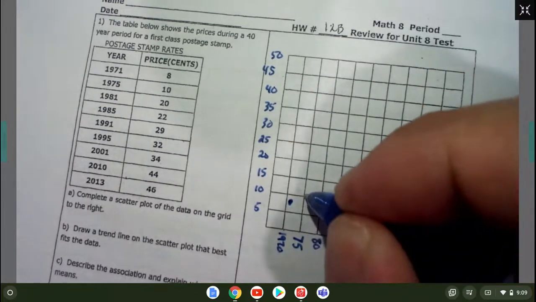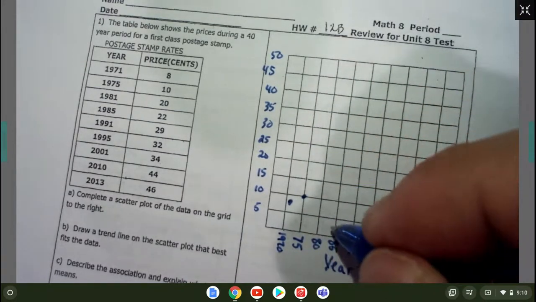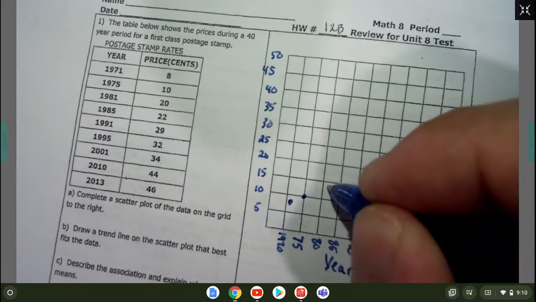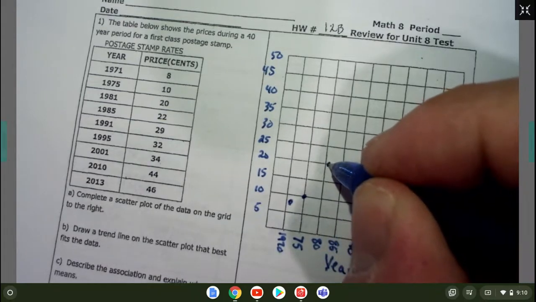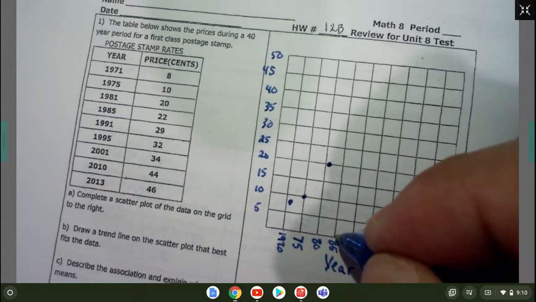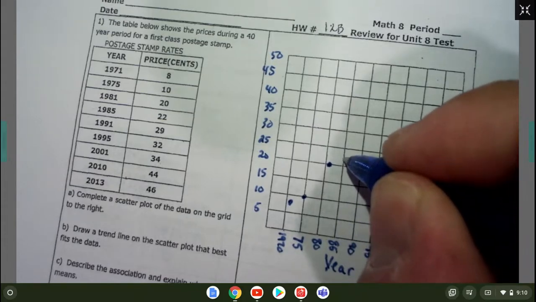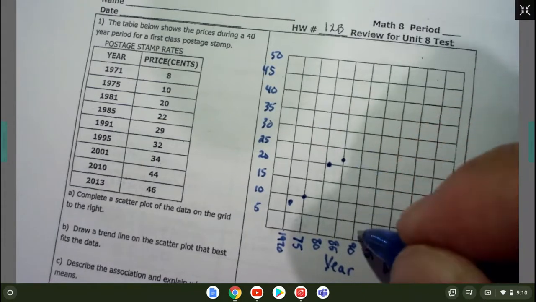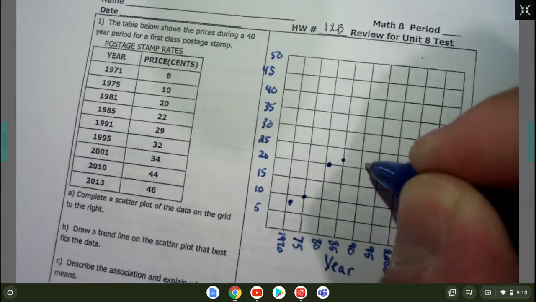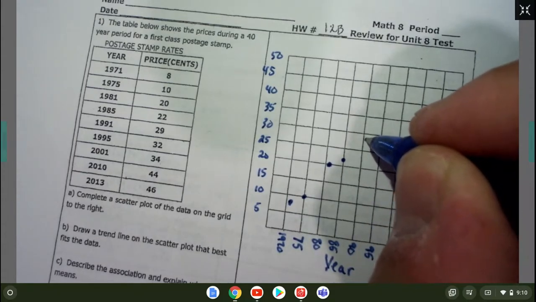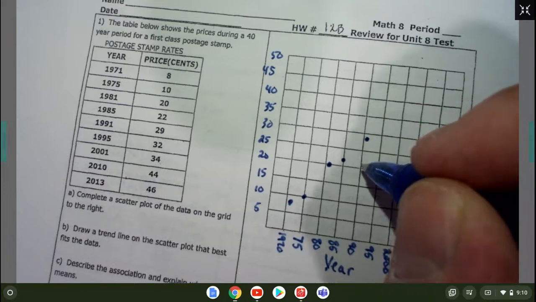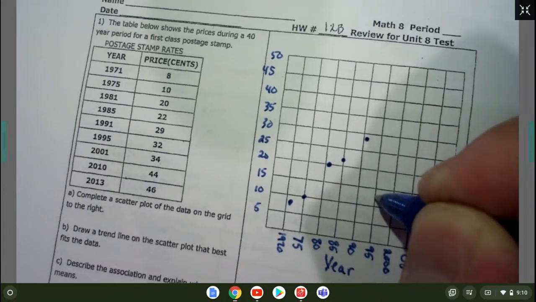75, we had 10 cents. 1981, we had 20 cents. Pretty big jump there. 85, all right, like that. That's 22 cents. 1991, 29 cents. 1995, I like that, it's on the line, 32 cents.